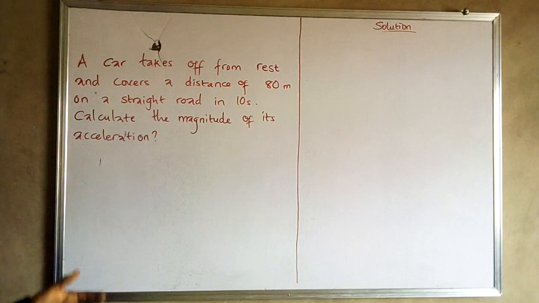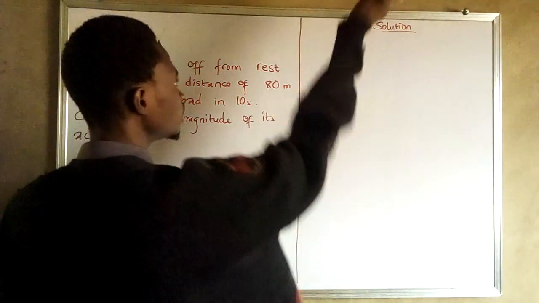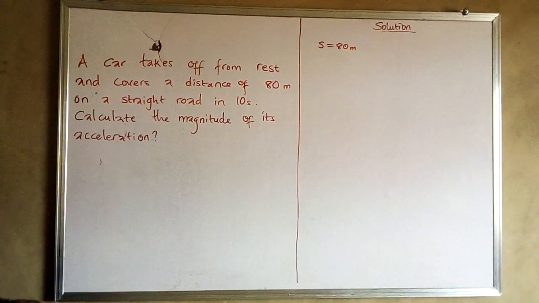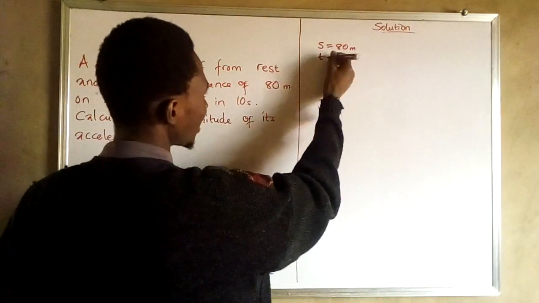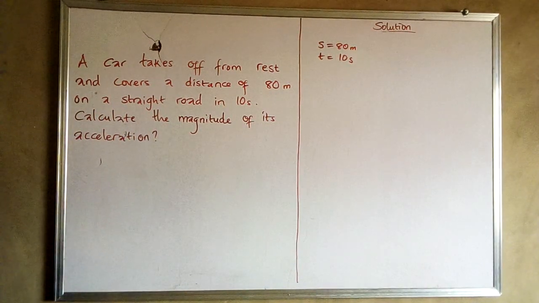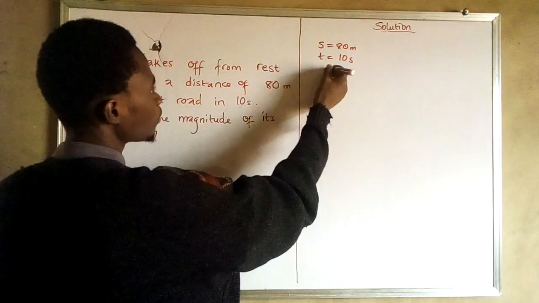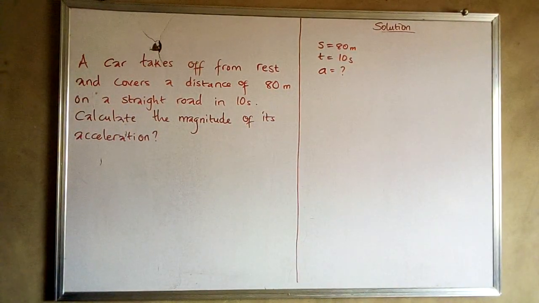Now after that, we need to list out all the values given in the question. Once again, a car takes off from rest and covers a distance of 80 meters. The horizontal distance is 80 meters on a straight road in 10 seconds. The time taken to cover the horizontal distance of 80 meters is 10 seconds. Calculate the magnitude of its acceleration. These are the values given in the question: 80 meters of distance and 10 seconds of time. And we are asked to find the magnitude of the acceleration of the car.